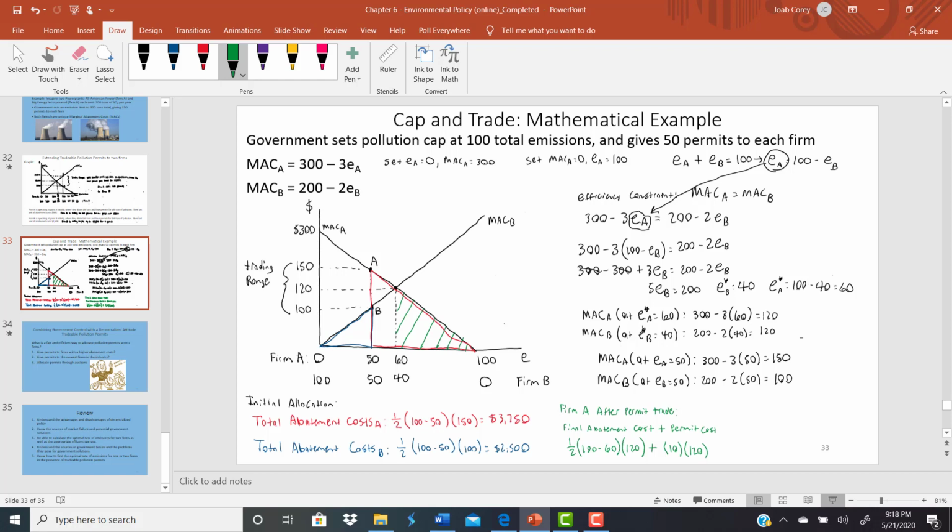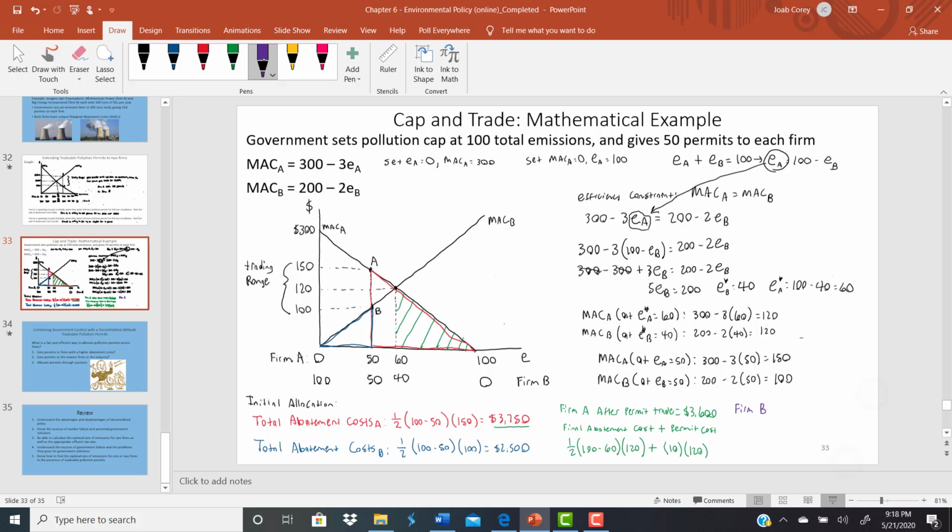Right, so if you go through and calculate out that math, that should be equal to 3,600, which, if you compare it to the 3,750 that they were spending before, notice that they're spending a little bit less. It's cheaper if they buy those 10 permits from firm B than if they don't buy those permits and just abate those emissions, right? So again, they've saved some money by engaging in this permit trade. Now let's take a look at what happens to firm B after that permit trade.